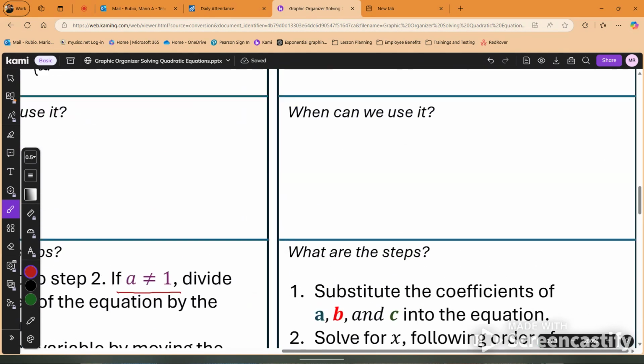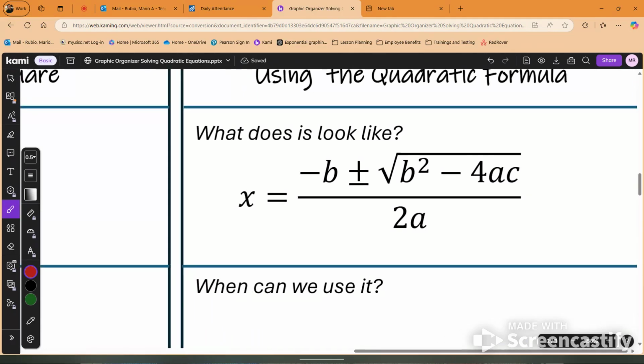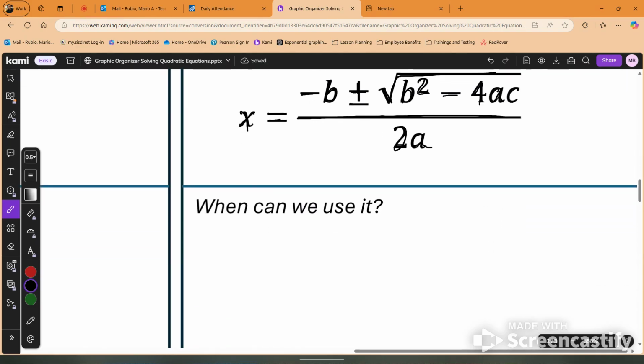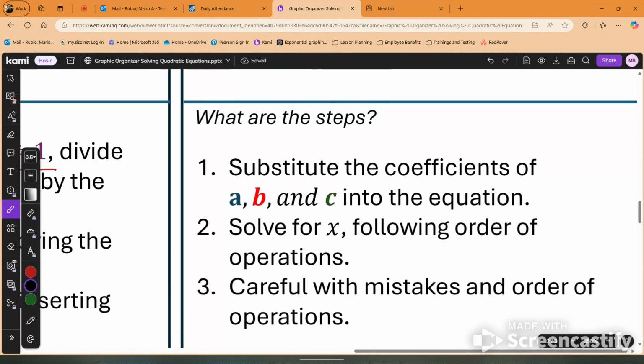And then the last section I want you to fill in is using the quadratic formula. This is what we learned yesterday. You've got this nice formula that can be used to solve for x in any equation. x equals negative b plus or minus the square root of b squared minus 4 times a times c, all of that divided by 2 times a. Your partner will give you the when can we use it, and I want you to write down the steps.